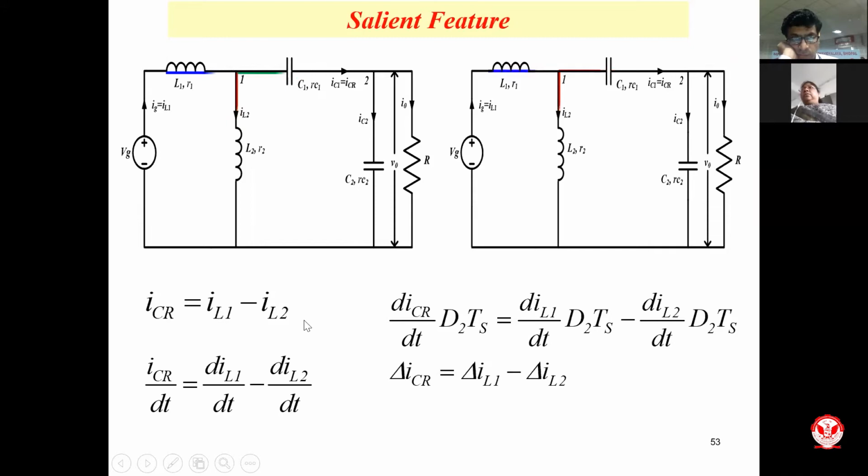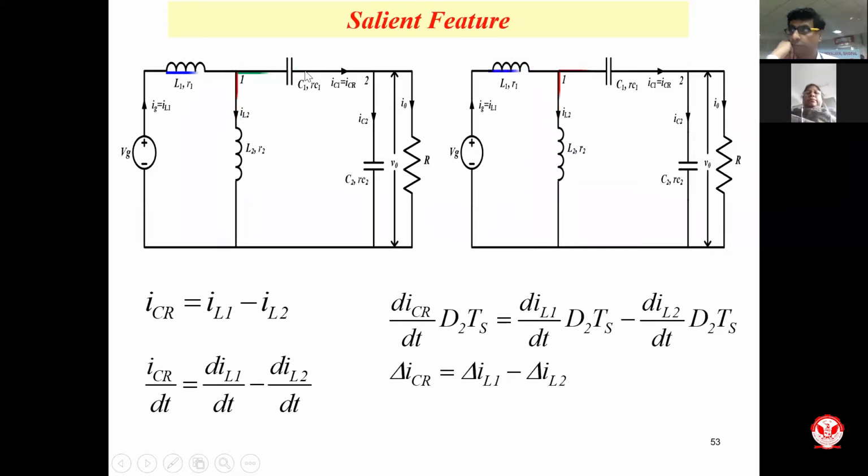And if you differentiate it, you find that dIL1 by dt, which indicates the slope of your inductor current. This indicates the slope of your inductor current too. And if you multiply it with time, you find the peak to peak ripple. So you can establish a mathematical expression that the peak to peak ripple in the load side current, this current ICR, is equal to delta IL1 minus delta IL2.